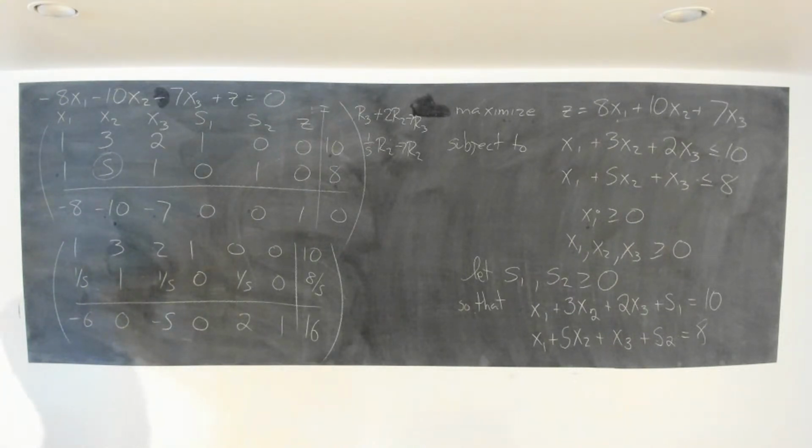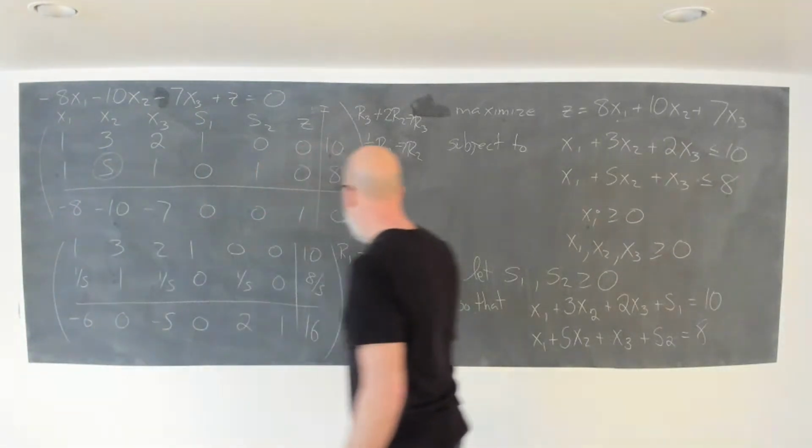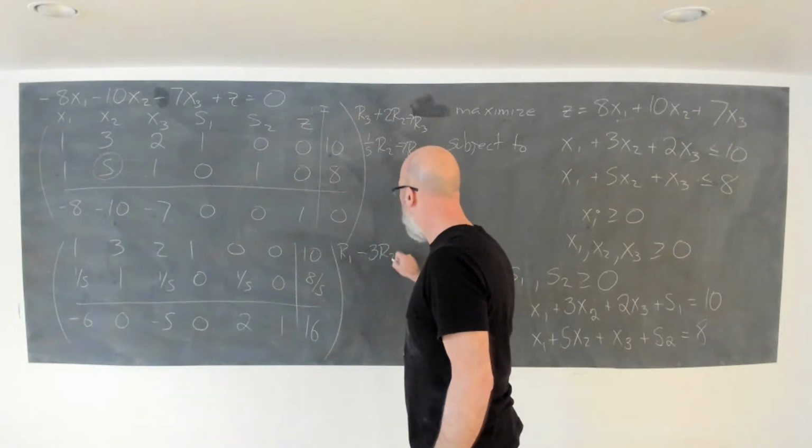All right. We're not finished, right? This is our pivot here. We're going to use that to get rid of the 3. Row 1 minus 3 row 2 for row 1.